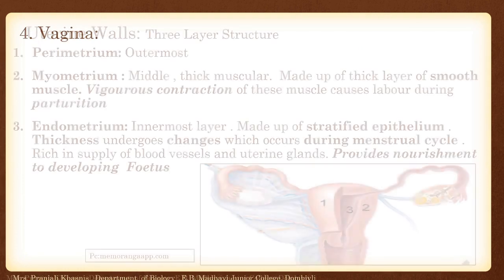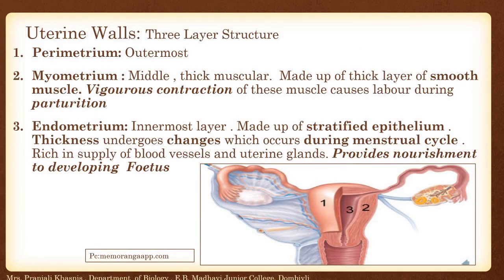Then we also discussed the three-layered structure of the uterine wall: perimetrium, the outermost; myometrium, the middle thick muscular layer, which is made up of smooth muscle. A vigorous contraction of this muscle causes labor during parturition. And the next important one is endometrium, the innermost layer, which is made up of columnar epithelium. Its thickness undergoes changes during the menstrual cycle, and it is rich in blood vessels and uterine glands and provides nourishment to the developing fetus.